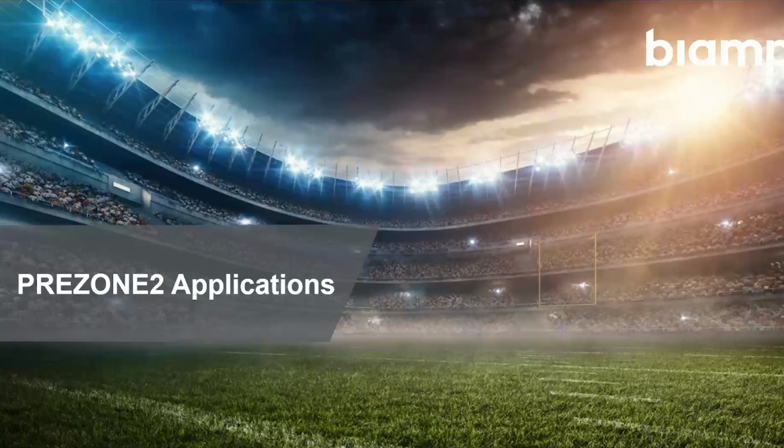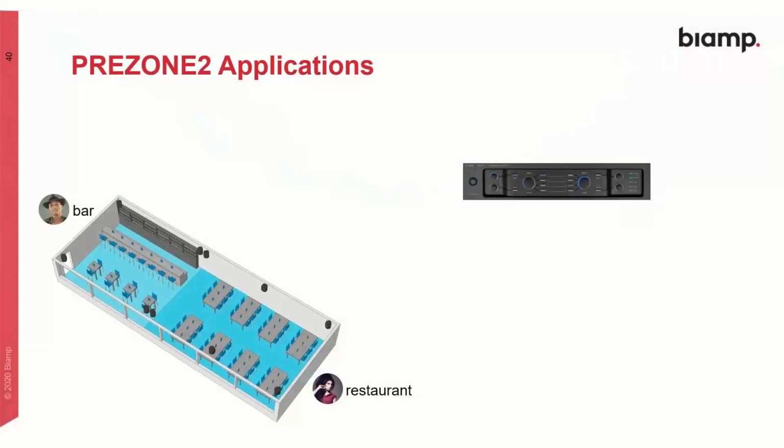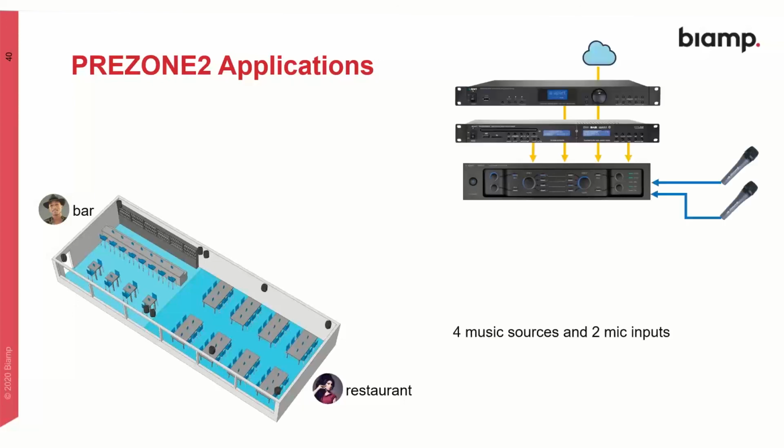So some applications for you to consider. First one is a simple 2-zone bar with restaurant. So firstly, we can indicate here that we want to have different sources playing in each of the zones of the restaurant and bar and different volumes. So we talk about sources to begin with.